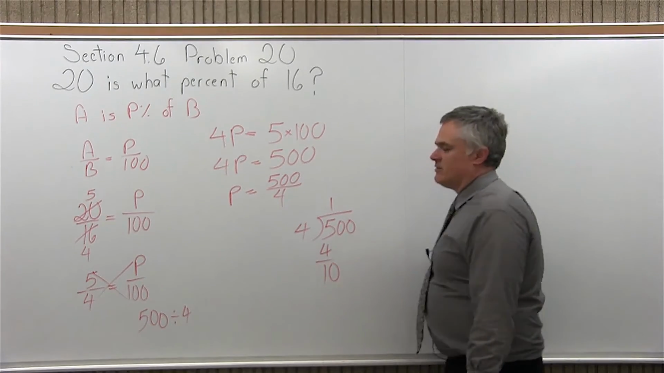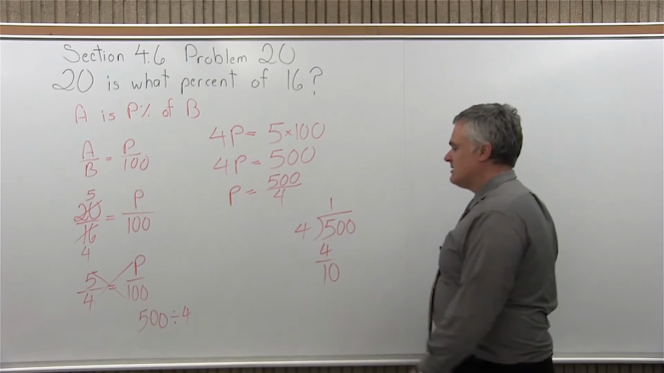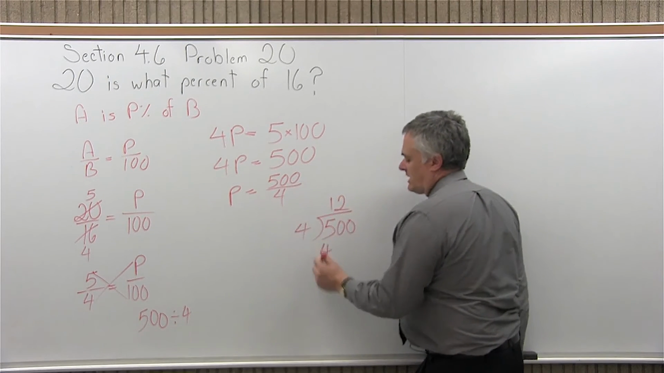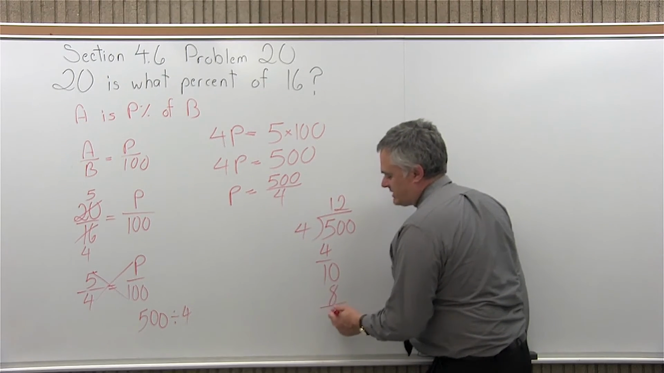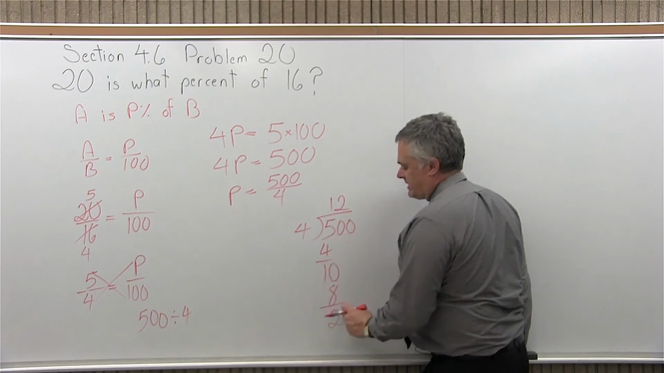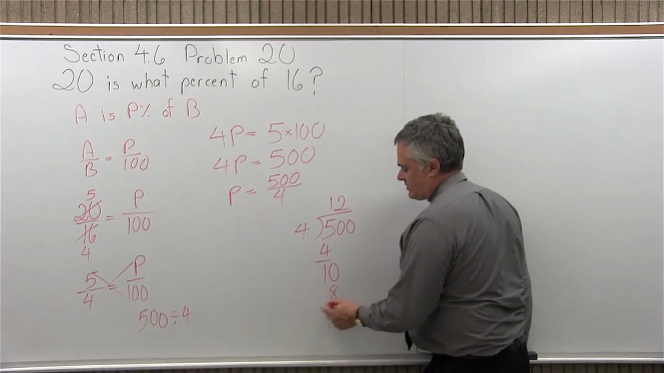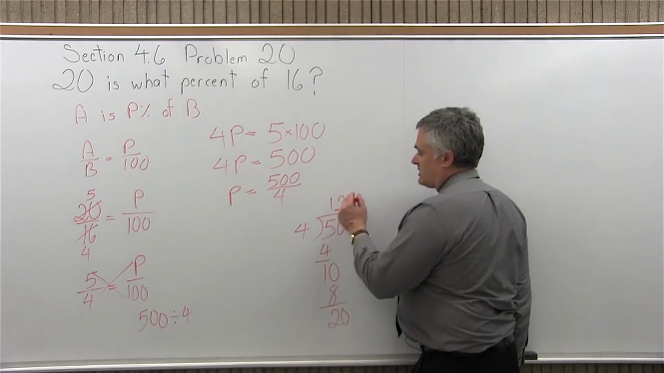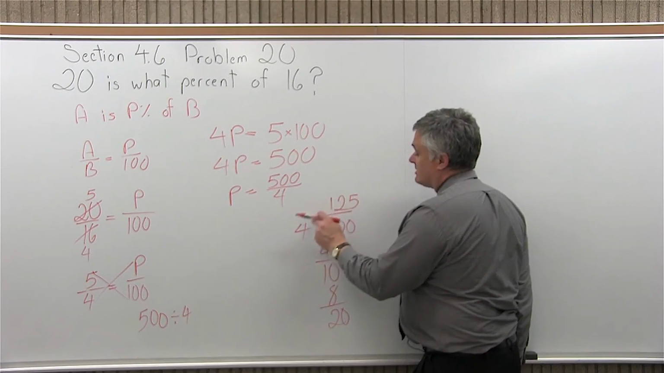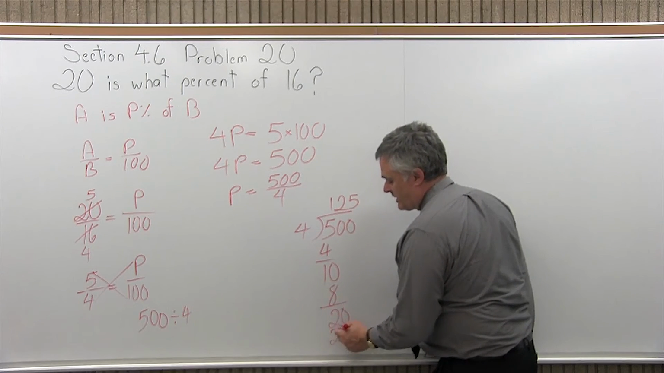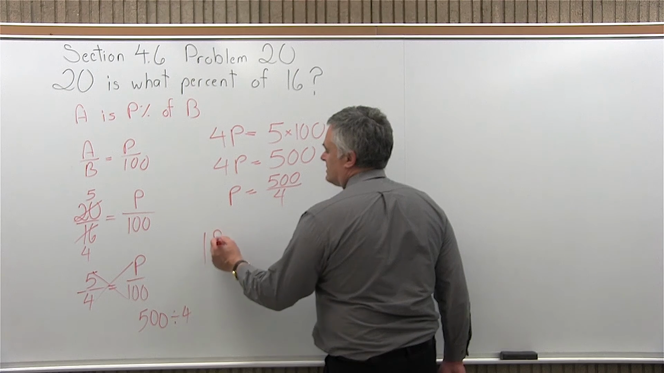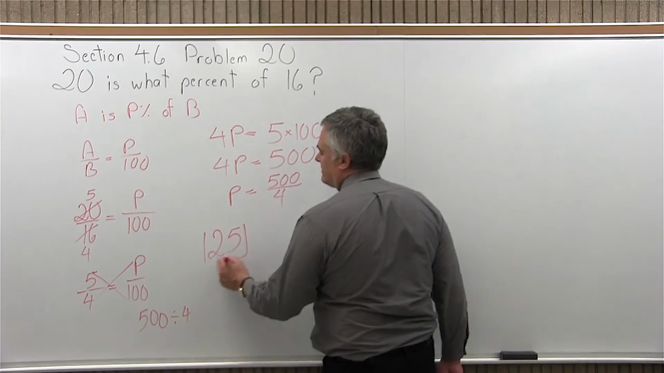Put it next to the 1. 1 with a 0 after it is a 10. 4 divides into 10 twice. 2 times 4 is 8. 10 minus 8 is 2. Bring down the next digit, which is another 0, next to the 2. 2 with a 0 after it is 20. 4 times something is 20. Well, times 5, exactly. It goes in perfectly. 5 times 4 is 20. 20 minus 20, no remainder, you get a 0. So the answer is 125.